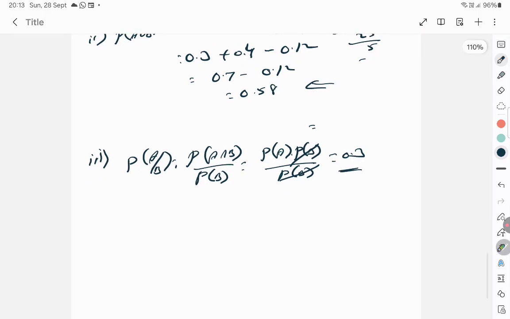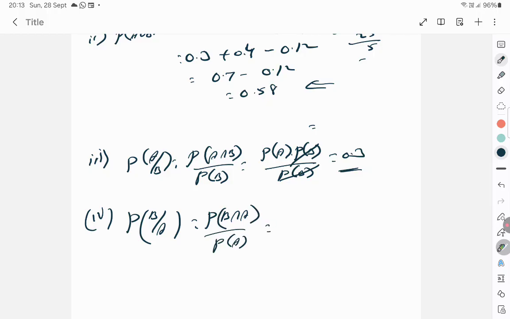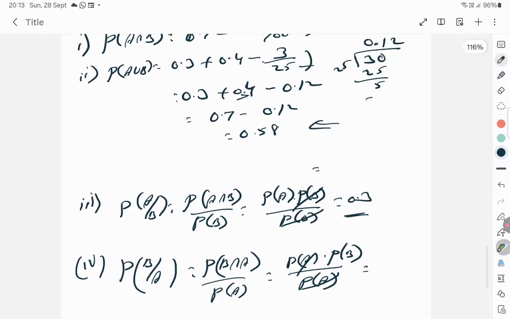So let's go to the next question. Next question, they are asking P of B by A, which is P of, hope it's recording. Yeah, so P of B intersection A by P of A, and since these are independent events, you can write P of A into P of B by P of A. So this gets cancelled, the answer is P of B. What is the value of P of B? They had given P of B in the question to be 0.4.